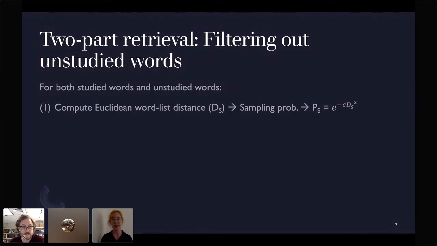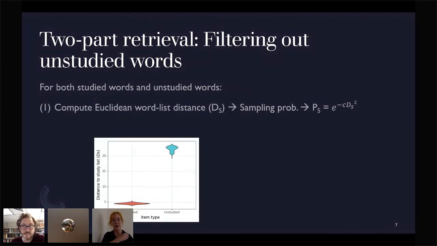And then we'll do the exact same thing with another metric, but let me show you first that there are two very different ranges of values for words that are studied versus words that are not studied. Studied items tend to be much closer to all of the words in the list than they are to unstudied items. Unstudied items tend to be very dissimilar from the list, and studied items are pretty similar, which is what we want the learning mechanism to do.